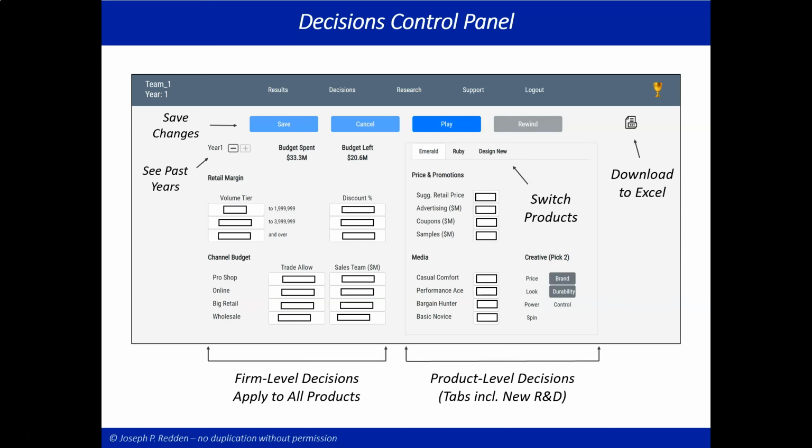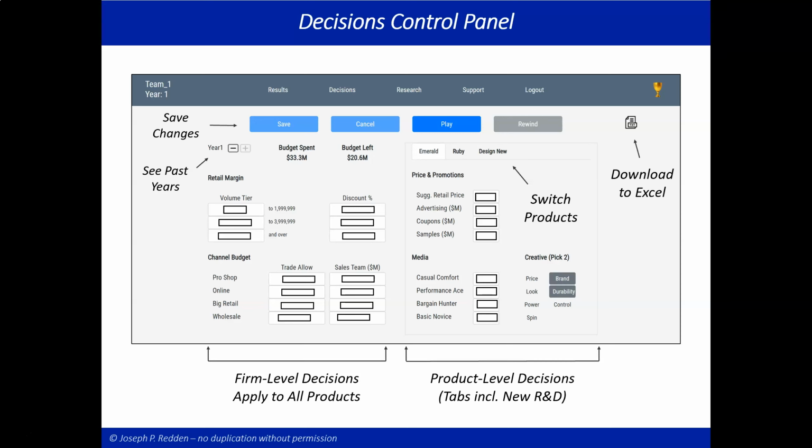On the top row is where you can save your changes or cancel changes or play the next round, or you can rewind to replay a round if things didn't go well. One thing to note here is make sure you save your changes before clicking on other links, other files, and other things. It's easy to make changes and forget to save them before you play.